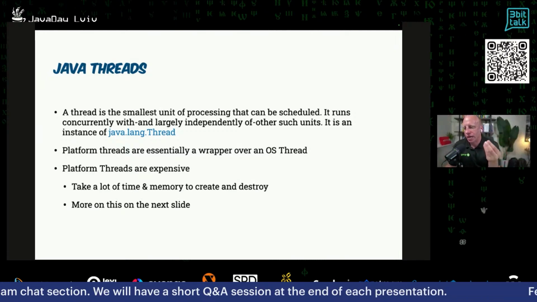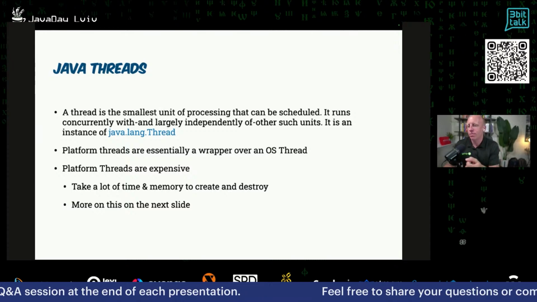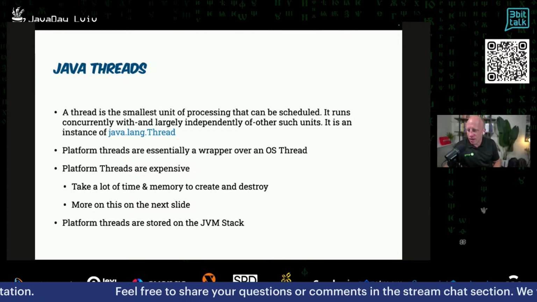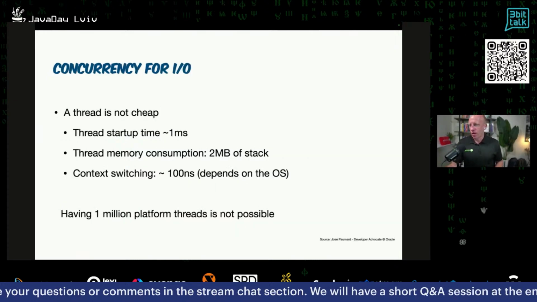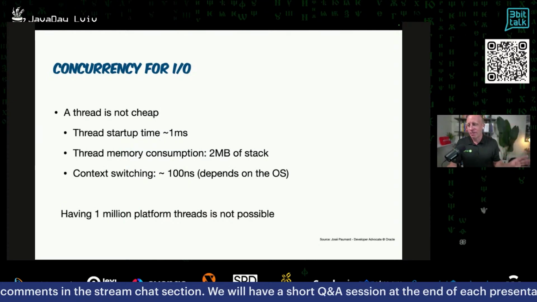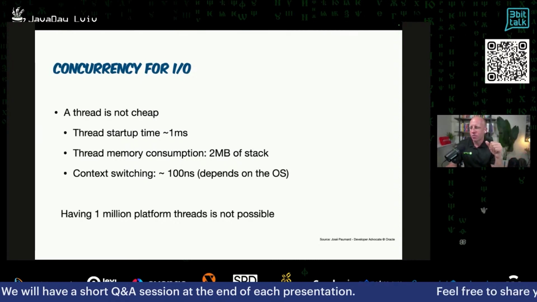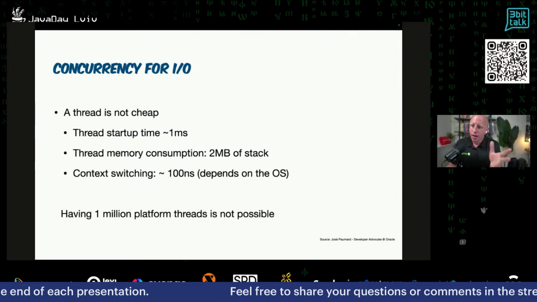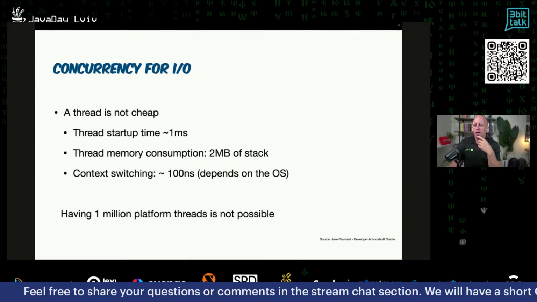The thing to understand here is that platform threads are very expensive. They take a lot of memory to create and destroy. A little bit more on this in a second. And platform threads are stored on the JVM stack. So a thread is not cheap. Thread startup time, somewhere around 1 millisecond. Thread memory consumption, around 2 megabytes of the stack. And then there's some context switching depending on the OS threads.